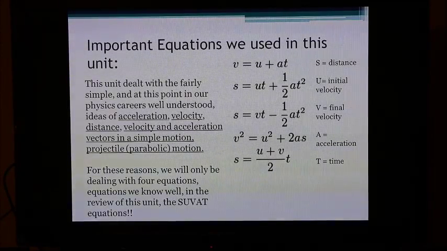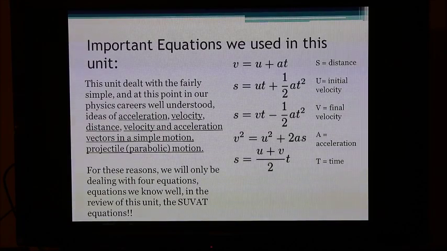This unit dealt with a fairly simple idea, and at this point in our class we should understand these ideas of acceleration, velocity, distance, and velocity and acceleration vectors in a simple motion, which is parabolic motion. So for these reasons we will only be dealing with the four equations we know well.